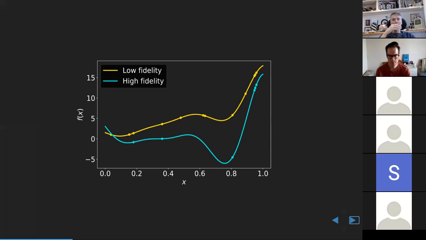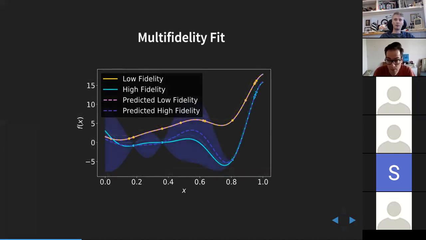What we're seeing here are these two functions and a set of design points. If you see where the dots are, the cyan dots and the yellow dots, that's an initial design coming from the low fidelity and high fidelity functions. And as ever, this is in your worksheet for this week. What you'll see is the Gaussian process fit to the low fidelity and high fidelity.